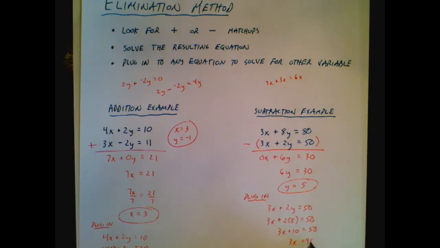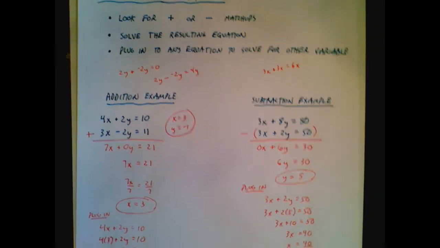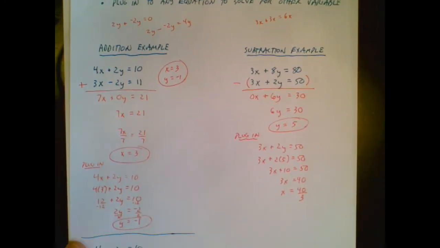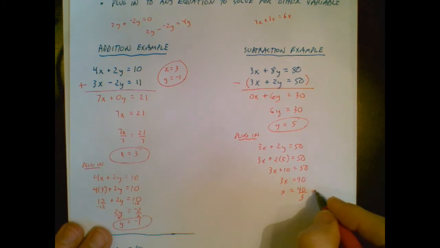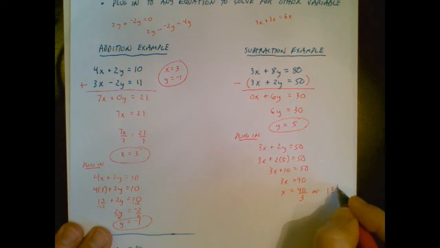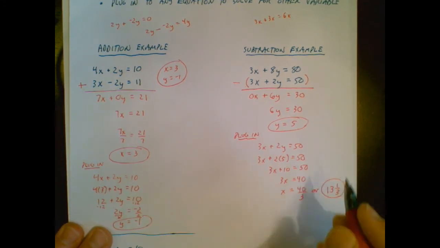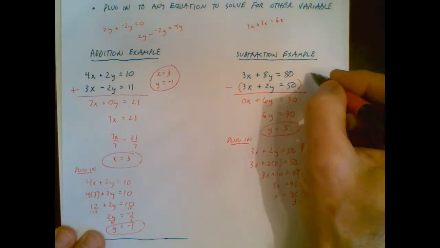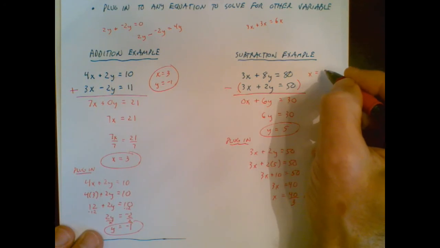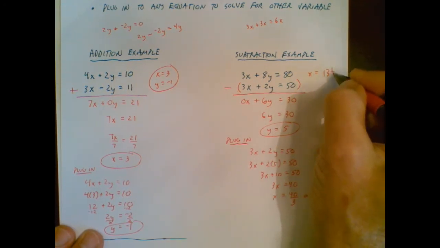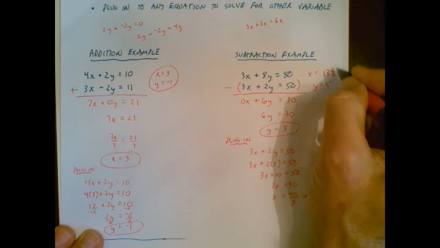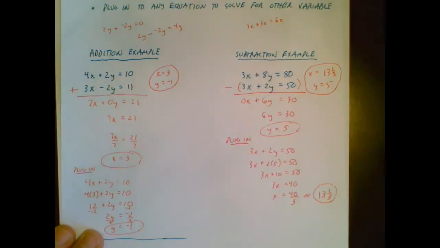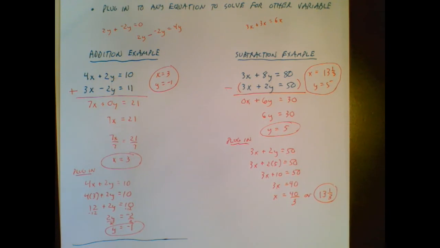Move the 10 over to the other side, divide by 3. I get, oh, we lost some viewing there. I get 40 thirds, or 13 and 1/3. So my final solution here for this system is x equals 13 1/3, y equals 5. Plug those into those equations and it should work for both of them.